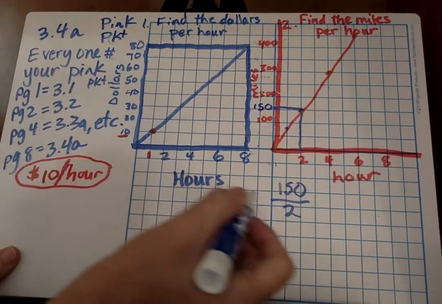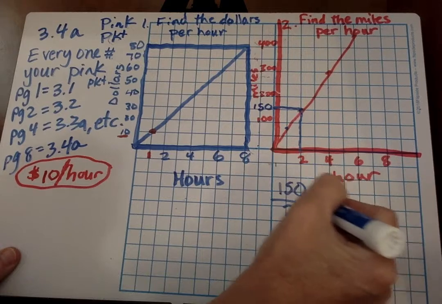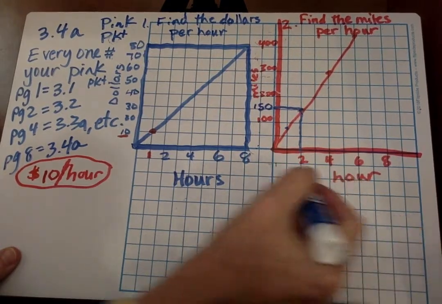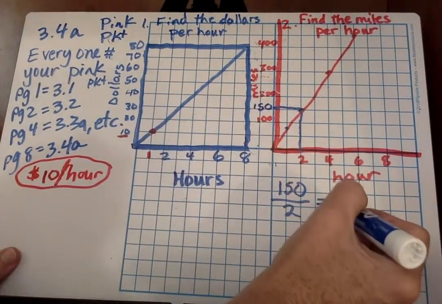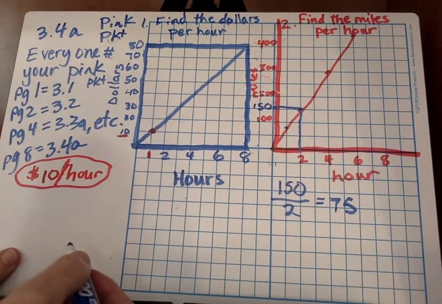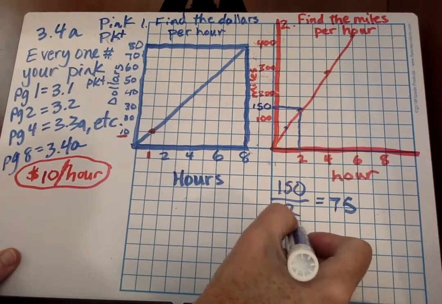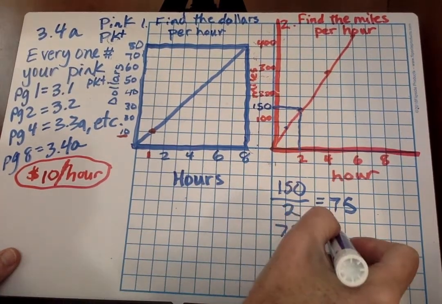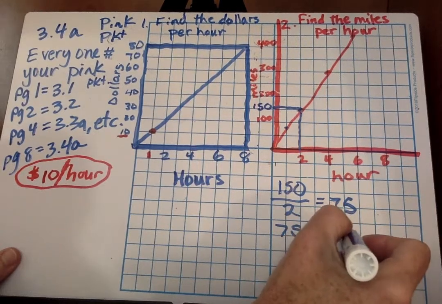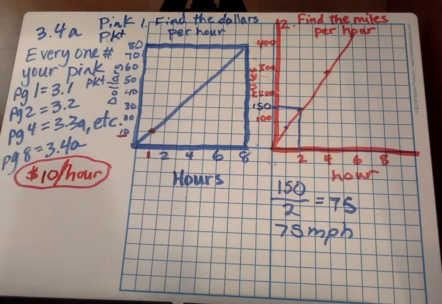So $10 per hour. This is 150 divided by 2. And we know that if we divide that out, it's going to give us, again, miles per hour. So that'll be 75 is your answer. But then we want to also make sure we give the interpretation. It is 75 miles per hour. And I'm okay if you abbreviate MPH because that's a standard that's pretty much set across that people know MPH means miles per hour. Okay.